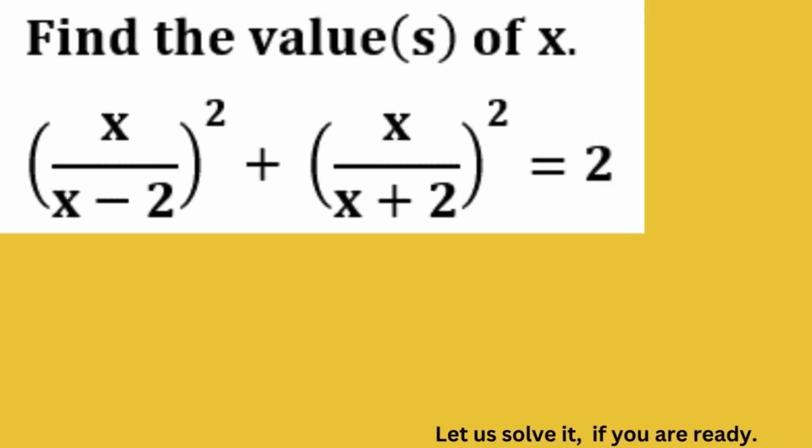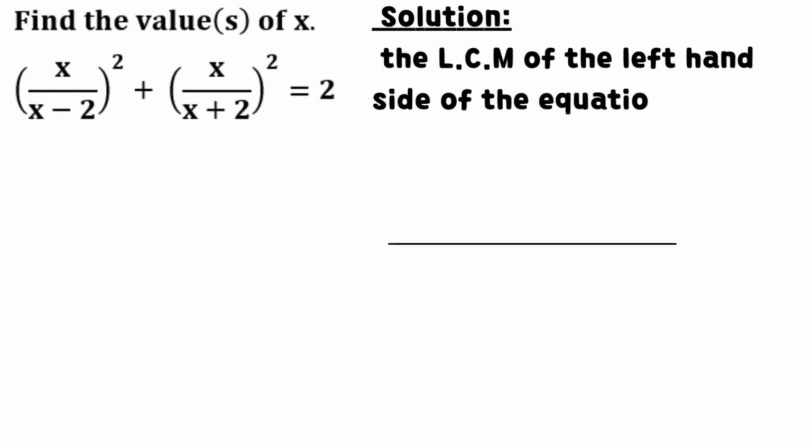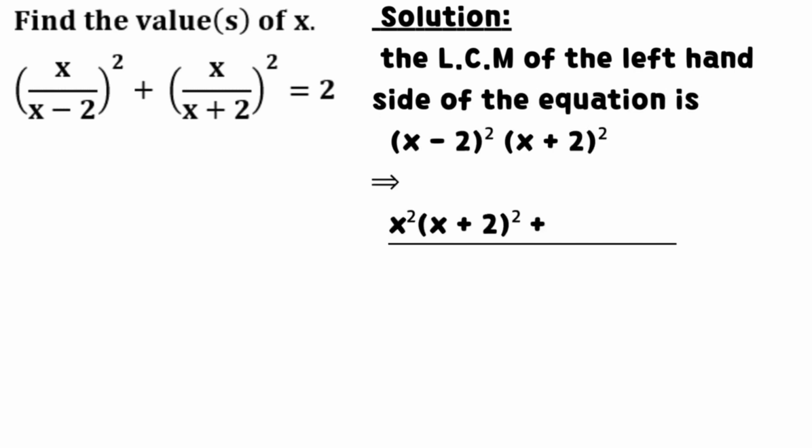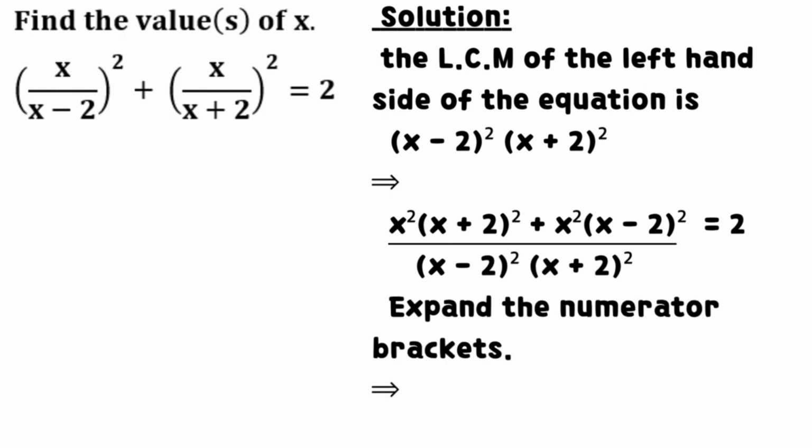Find the values of x in the given algebraic equation. The lowest common multiple of the left-hand side of the equation is the product of the square of x minus 2 and the square of x plus 2. Thus, multiply the numerators with the LCM and divide by the LCM. Then, equate the result to 2. Expand the numerator brackets.